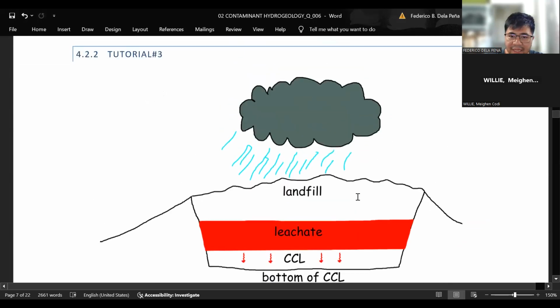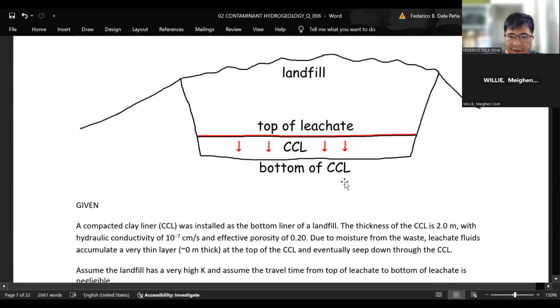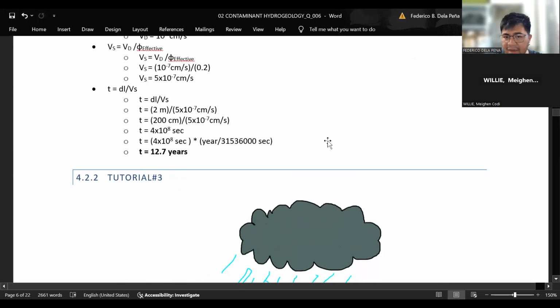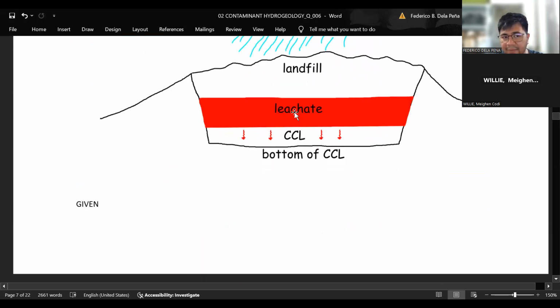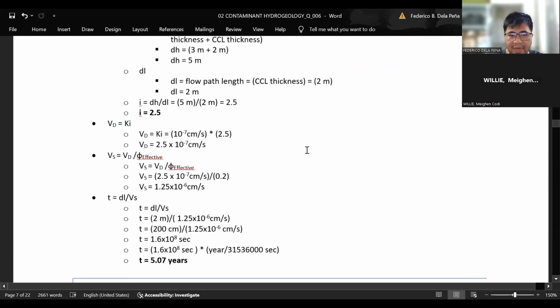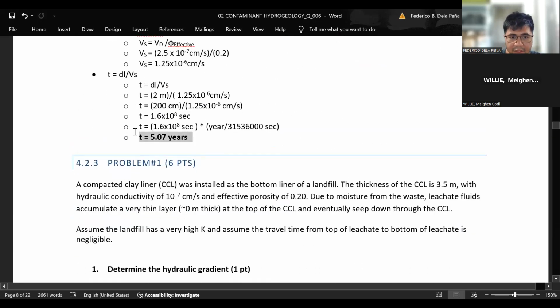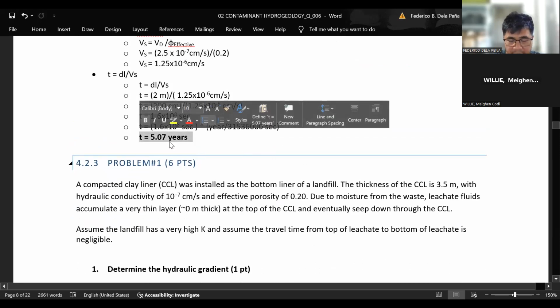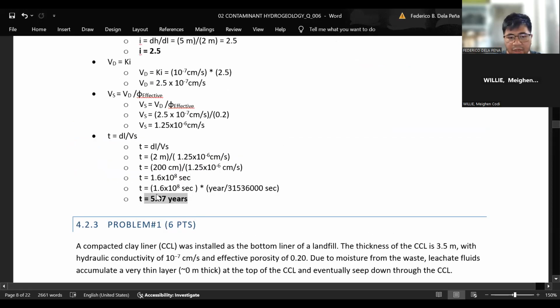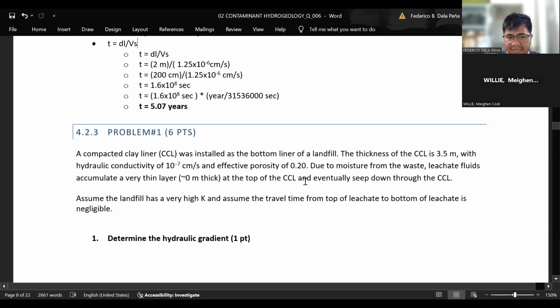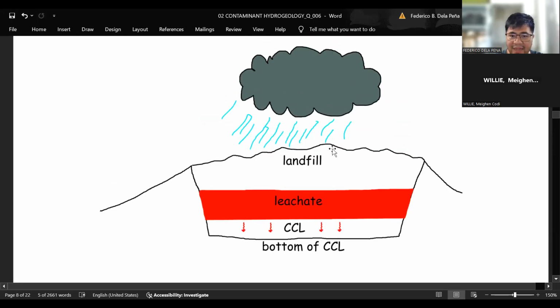What I did here is I demonstrated how an increase in the thickness of the leachate, or an increase in the hydraulic head, can actually affect the velocities of the contaminants or the groundwater. Essentially, the time was cut by more than half, and that again is a problem from the perspective of your landfill design.